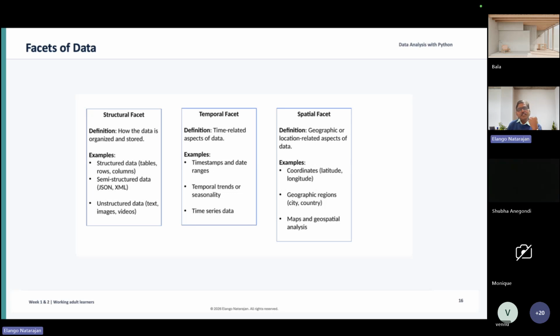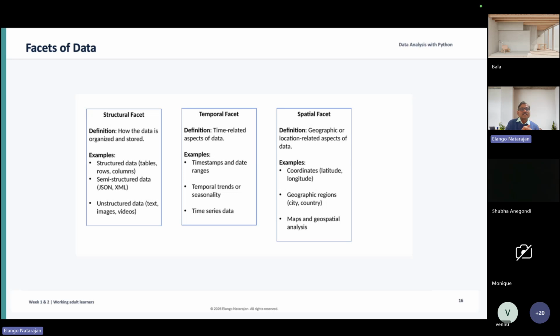When you look at the facets of data, it could be the structural facet, temporal facet, or spatial facet. What I'm trying to say is, if you are collecting data from some location, it's location-related data, so it has a facet of space. It's a spatial facet. If you are collecting data over a period of time, timestamp based, it is called time series data. And all other data we discussed so far, continuous data and whatever it is, related to an experiment, a test, or an observation, could have a structural facet.